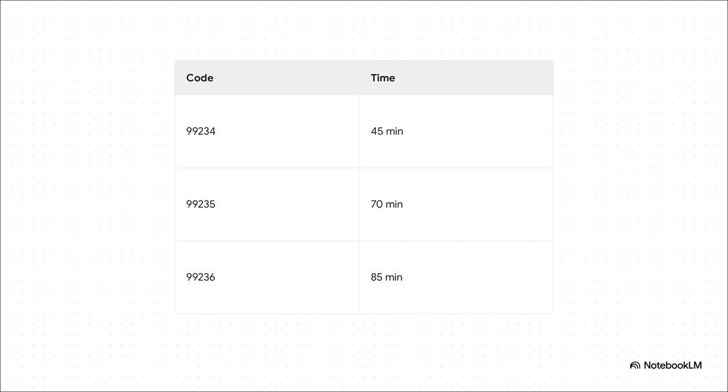And here are those specific codes for stays of 8 hours or more: 99234, 99235, and 99236. Look at the time thresholds: 45 minutes, 70 minutes, and 85 minutes. These times are actually higher than the standard subsequent or discharge codes. Why? Because these codes encompass the combined cognitive work and time of both admitting the patient and discharging them on that single day. Think of it as a 2-for-1 code. But again, you have to prove they were there for at least 8 hours to use it.